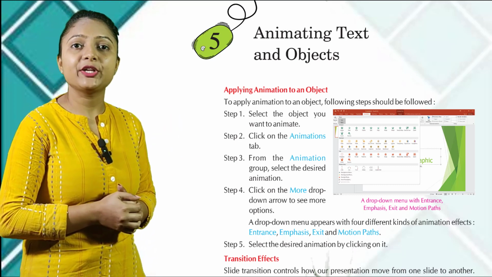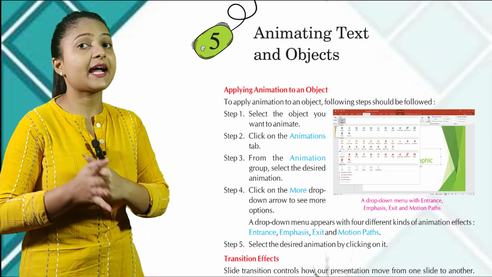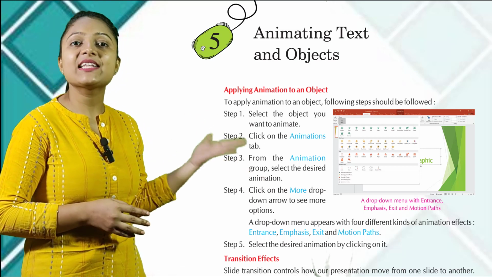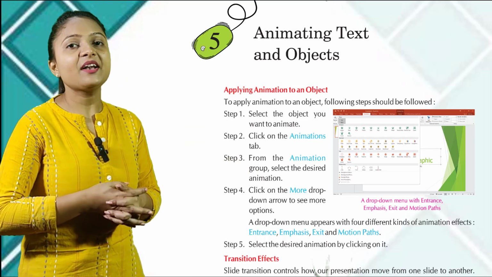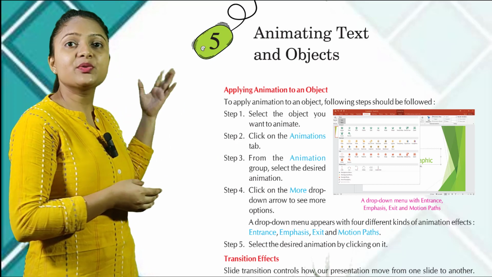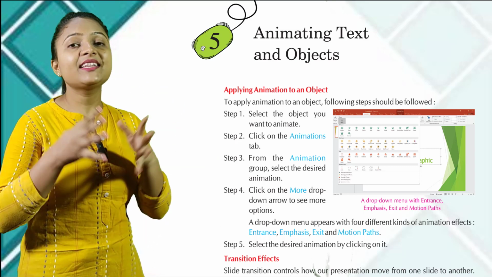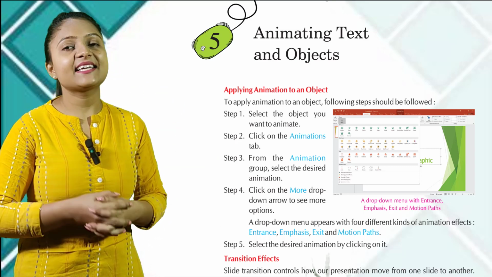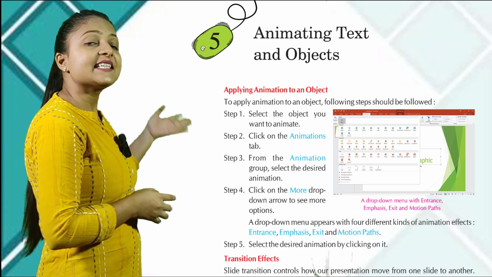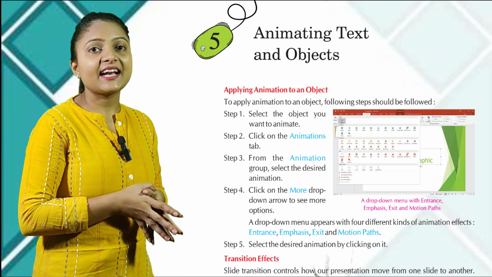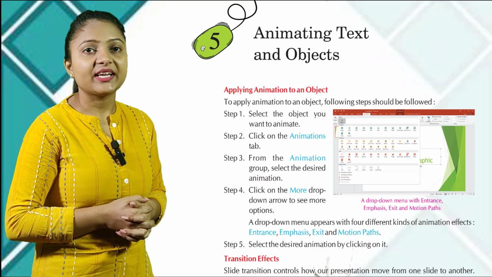A drop-down menu appears with 4 different kinds of animation effects: entrance, emphasis, exit, and motion paths. In this image, you can see a drop-down menu with entrance, emphasis, exit, and motion paths. Step 5. Select the desired animation by clicking on it.